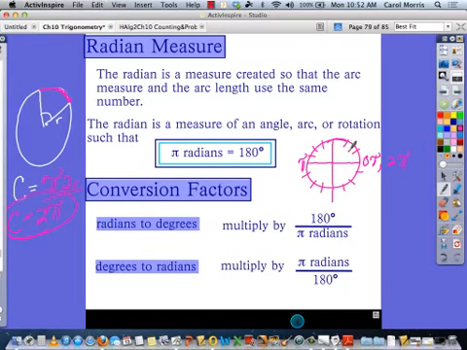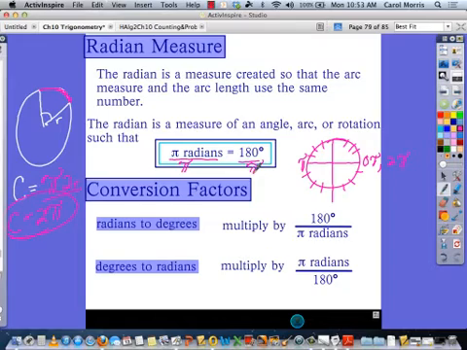Okay, now some people say, well, what does a radian really equal? Well, remember, if you've got pi radians equals 180 degrees, let's go ahead and divide by pi to find out what 1 radian would be. Go ahead and do that. You should be in the range of about 57 degrees is equivalent to 1 radian.